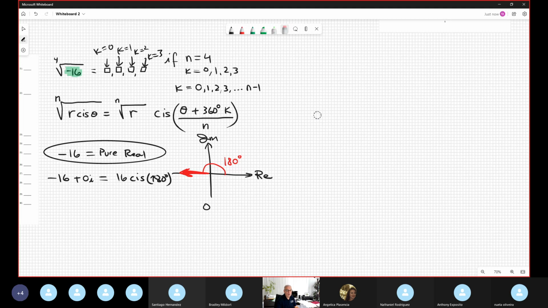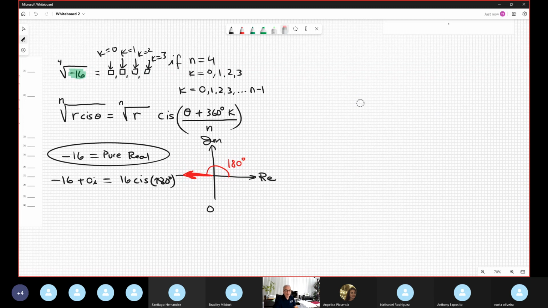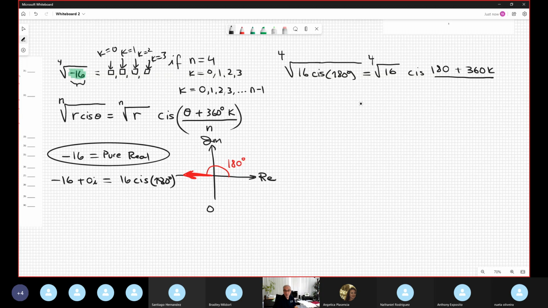Okay, so my representation in polar of this complex number. My problem is now reduced like that: the fourth root, not of negative 16 anymore, but of 16 (cosine plus i sine 180 degrees). This is my new problem. Express it, this number is real, like a complex number in polar form. So it's easy, because the fourth root of 16, which you know is 2, times cosine plus i sine of (180 plus 360 k) divided by 4, because n is 4.